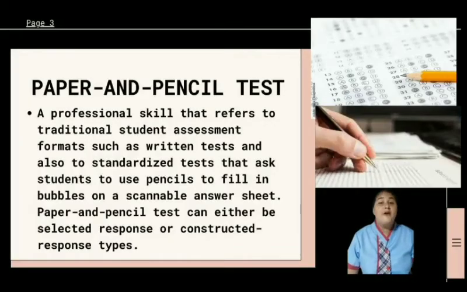Paper and pencil assessment refers to traditional student assessment formats such as written tests, and also to standardized tests that ask students to use pencils to fill in bubbles on a scannable answer sheet. In the classroom, paper and pencil assessment frequently refers to tests scored objectively, which are meant to measure memorized knowledge and lower levels of understanding, as compared with performance-based assessment, which is meant to measure deeper understanding through skills and ability. Paper and pencil tests can either be selected response or constructed response type.